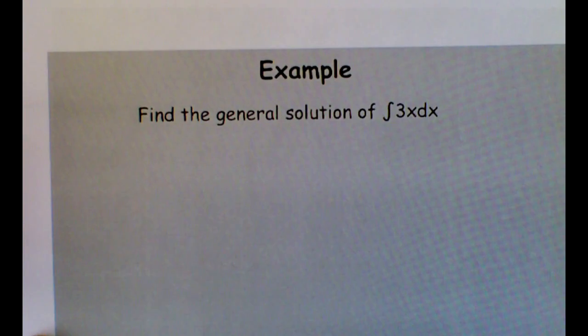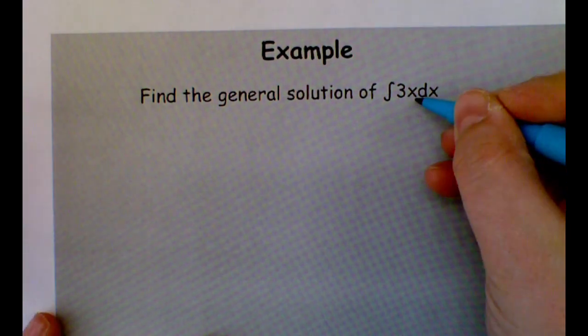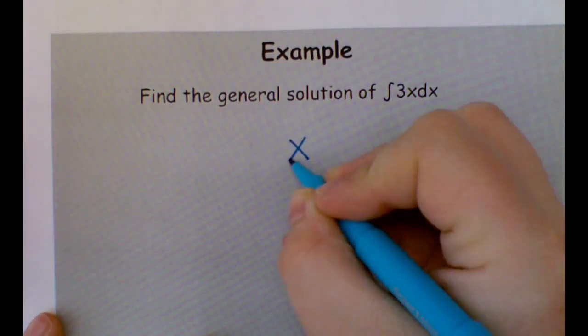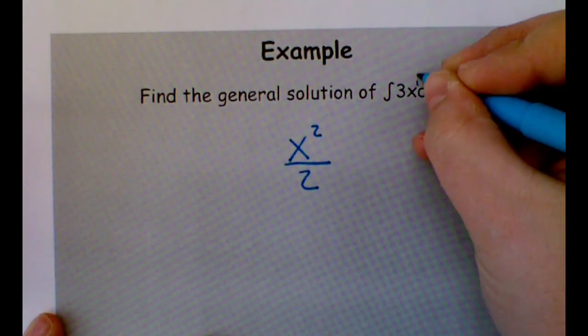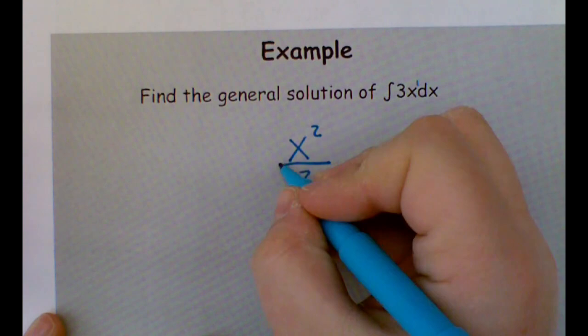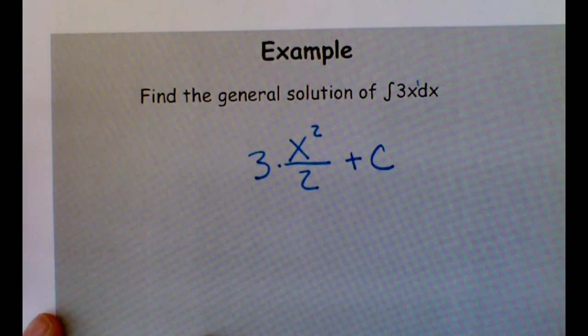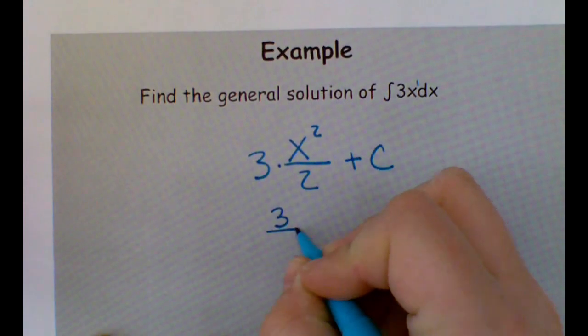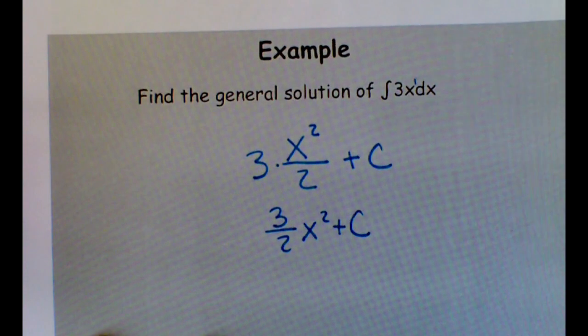So let's find a general solution of the antiderivative of 3x dx. All right, well, anytime I have an x, I know it's going to become an x squared over 2, right? I take my power, add 1, divide by that power. But we still have that 3 on the front, and we need a plus c. That doesn't look like how we'd ever leave it, right? Maybe I'll go 3 over 2, x squared plus c. There's my general solution.